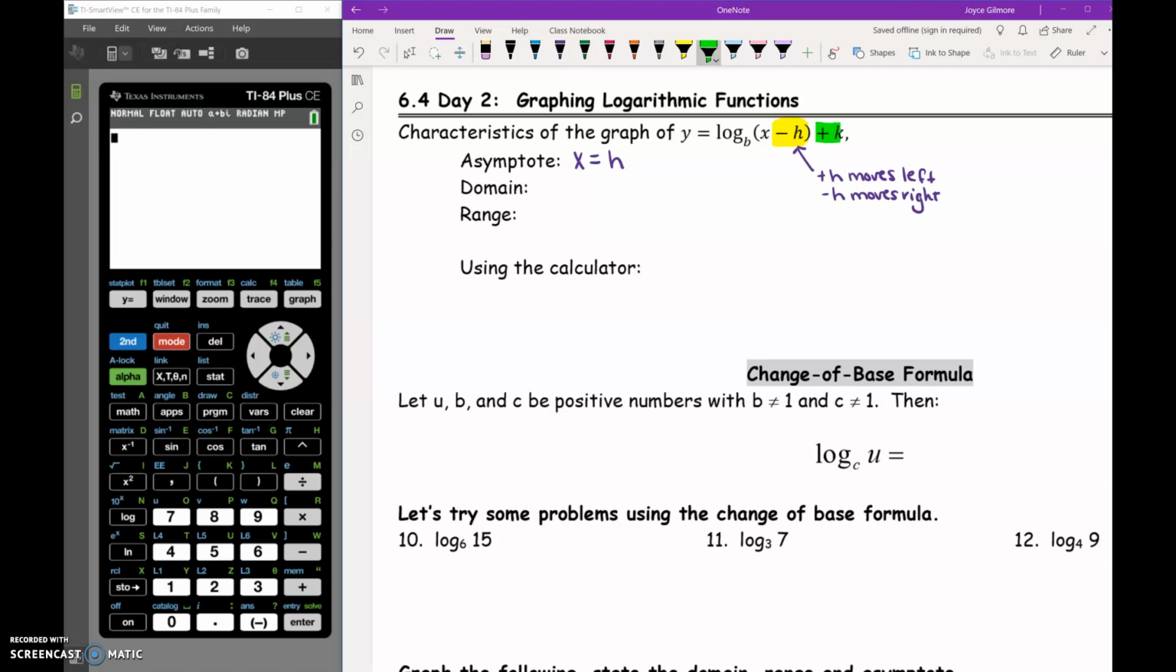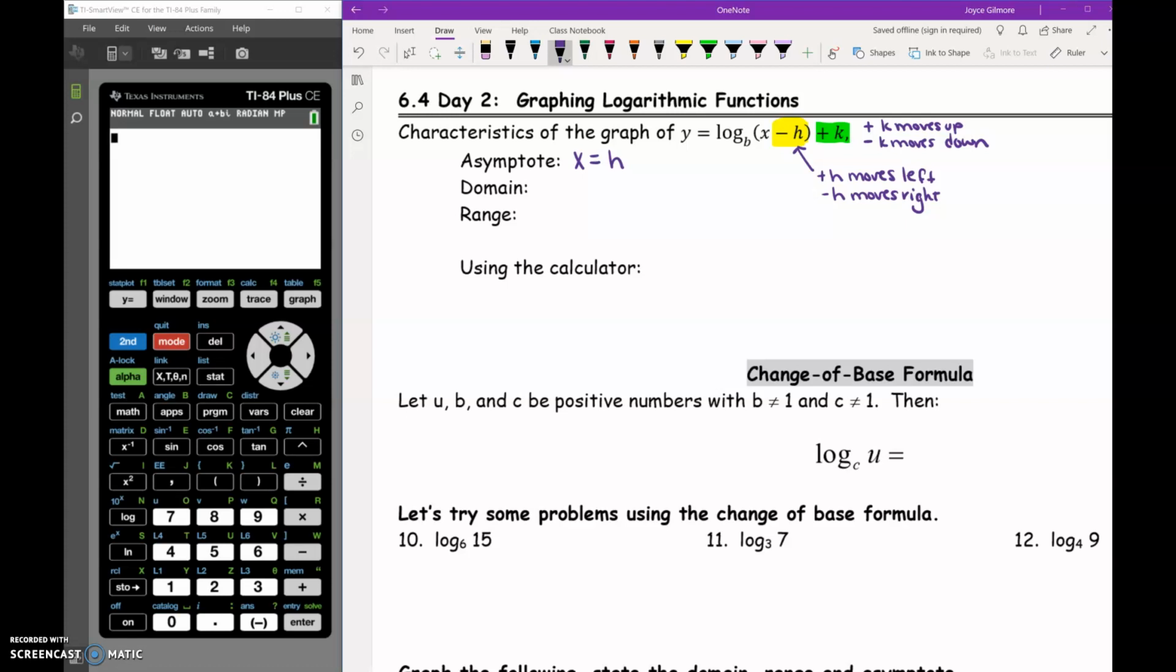The plus k is going to move the graph up and down, and that's perfectly normal. Plus k moves up, and minus k moves down. If there's a number in front, it's going to stretch or shrink it, just like it does any other time. A negative in front is going to flip it over the x-axis, so a vertical flip.